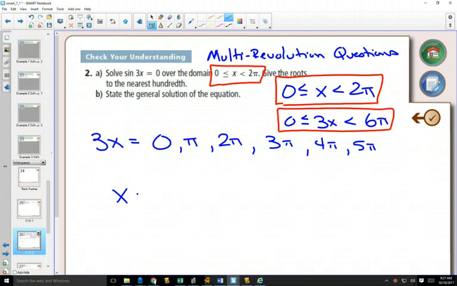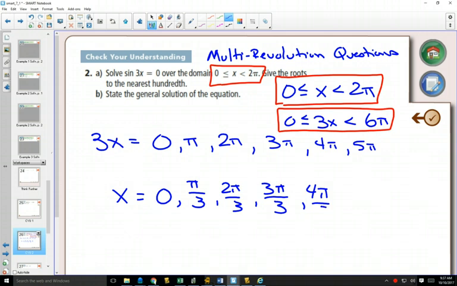Now, of course, 0 divided by 3 is still 0. Pi divided by 3, 2 pi divided by 3, 3 pi divided by 3, and of course you could simplify that to just pi if you'd like. 4 pi divided by 3 and 5 pi divided by 3.